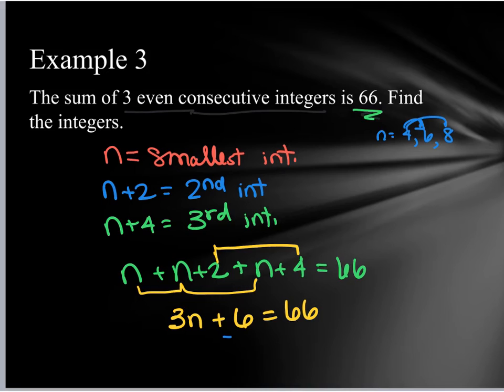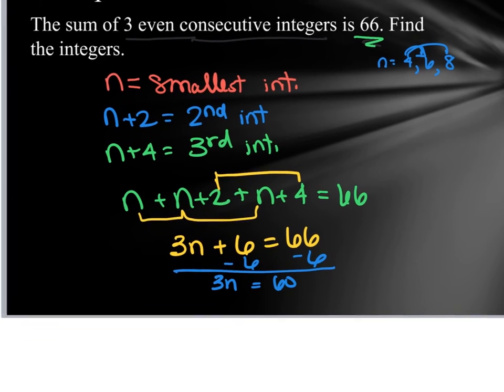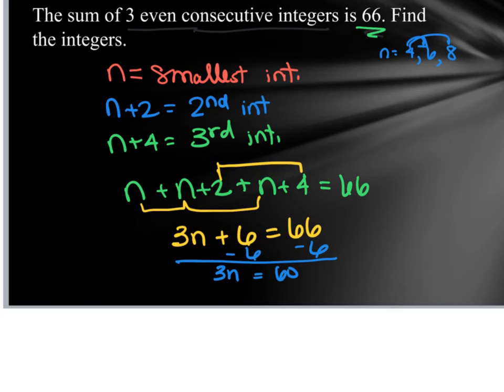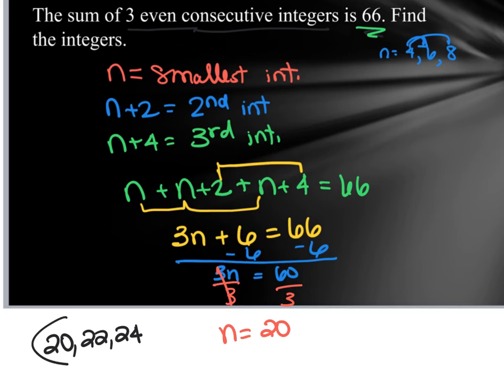If I subtract 6 from both sides, this gives me 3n equals 60. And here, if I go ahead and divide both sides by 3, I'm now left with n is equal to 20. Now this is my first term, don't forget. So my integers then, to make the sum of 66, would be 20, 22, and 24. These are my 3 consecutive even integers.